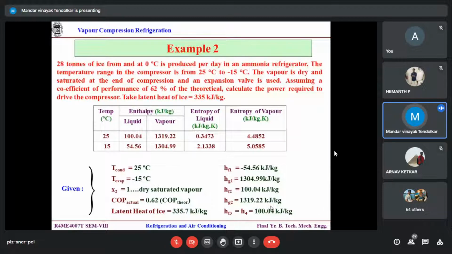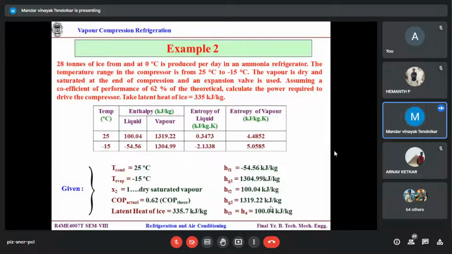Condenser temperature 25. Okay, evaporator minus 15. The temperature range in the compressor is from minus 15 to 25, because the evaporator is at a lower temperature and the condenser at a higher temperature. There is a typing mistake from my side. I should have typed it the reverse way. Fine. X2 is equal to 1, dry saturated, given.